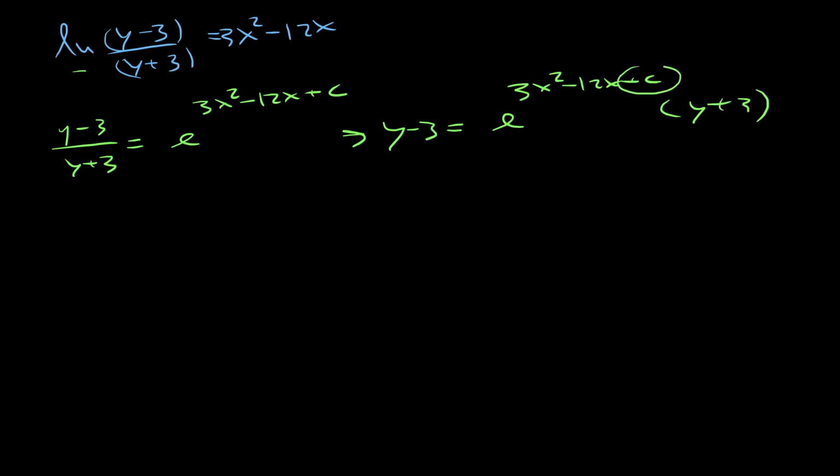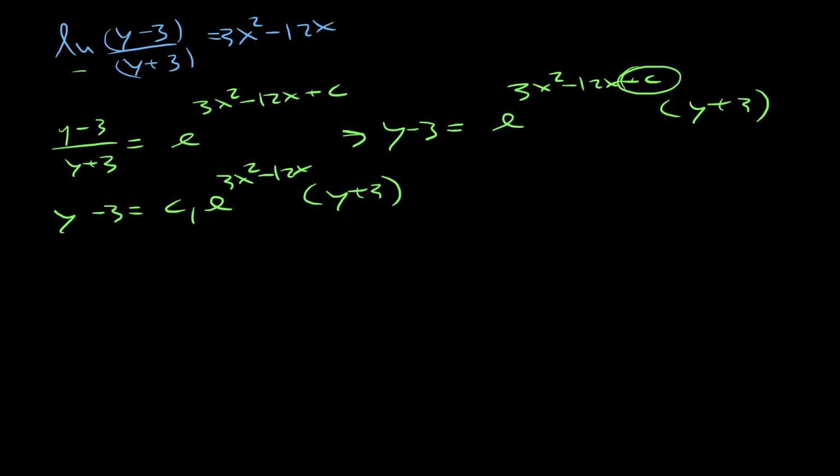We can even further simplify this a little bit and take this one element out, because as you notice, this is a constant. So we have y minus 3 equals c1 e to the 3x squared minus 12x, and then multiply it by the other one. Just to simplify the expression a little bit.